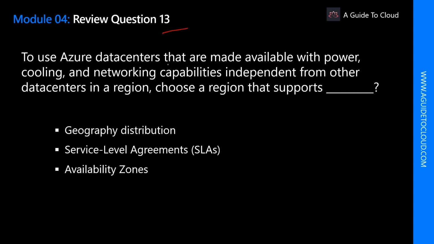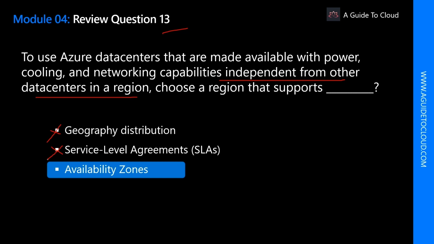To use Azure data centers that are made available with power, cooling, and networking capabilities, independent from other data centers in the region, choose a region that supports what? So the key word over here is, you need all these capabilities independent from other data centers in the region. So is it geographic distribution? Definitely not. Is it service level agreement? Doesn't even relate to this topic. So the correct answer is availability zones. Availability zones are data centers set up to be an isolation boundary from others in the region, with their own power, cooling, and networking. If one zone in a region goes down, the other availability zones in the region continue to work.